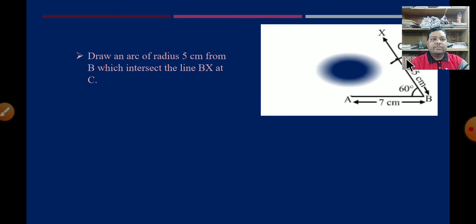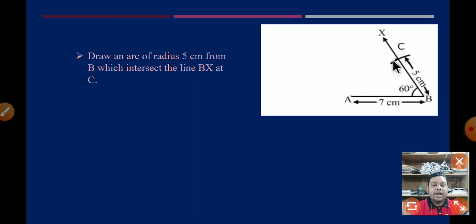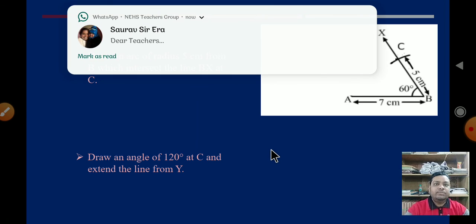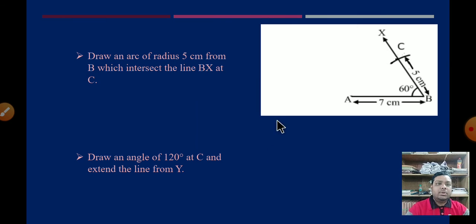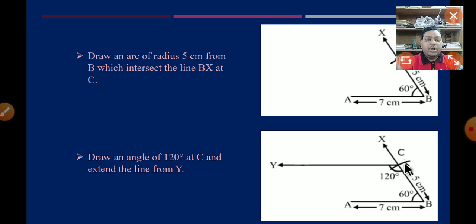Here you can see that I have already cut it at C. Now draw an angle of 120 degree at C and extend the line to Y. Now we will make an angle of 120 degree at C. Again we will keep our copy like this. You can see here that I have drawn an angle of 120 degree at C, and I have extended this line from C to Y.